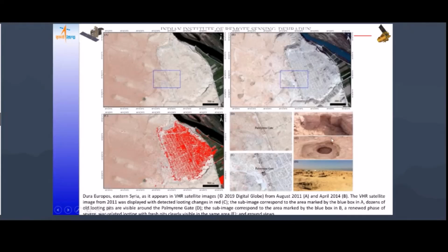Right? These are ground photographs of that area. So there are some pits, small locations here. Here, this was a renewed phase of severe war-related looting, with fresh pits clearly visible in the same area. So here we can see it in the ground photographs also.